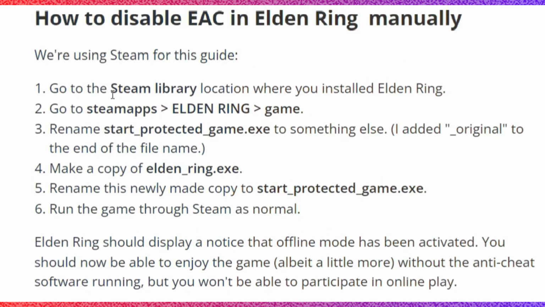In this video, I'm going to give you some of the steps that you need to follow in order to disable EAC in Elden Ring manually. So in order to do it, you need to first launch the Steam library, and then you just have to go to Steam apps, and then here you will be able to see the option of Elden Ring, and then you just have to tap on game.